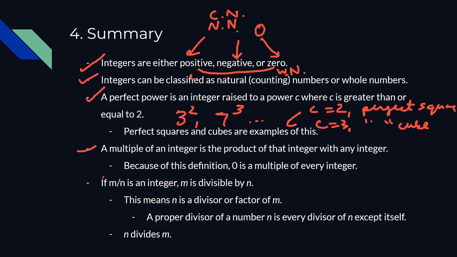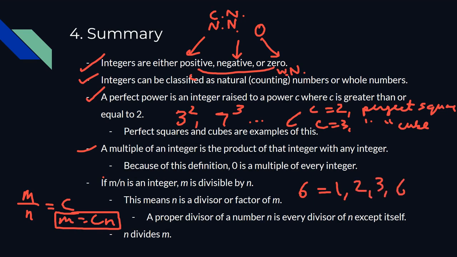And then the last thing is that if m over n is an integer, m is divisible by n. A proper divisor of a number n is every divisor except itself. So we did the example of 6. We know that the divisors are 1, 2, 3, and 6, but 6 does not count. So these are the proper divisors of 6. And n divides m. This is just more of the terminology that we went over before.